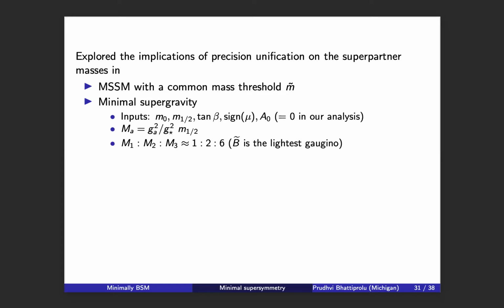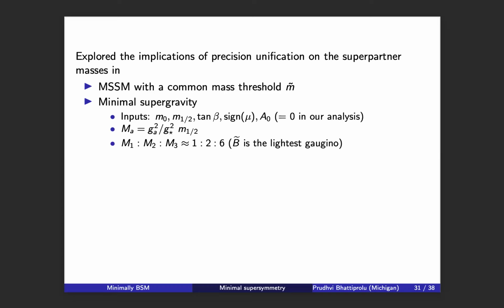So in our analysis, we set A0 to 0, because we noted that if the SUSY scale is much larger than the weak scale, then A0 has a very small impact on the spectra. And also in minimal supergravity, the gaugino masses have this simple relation.